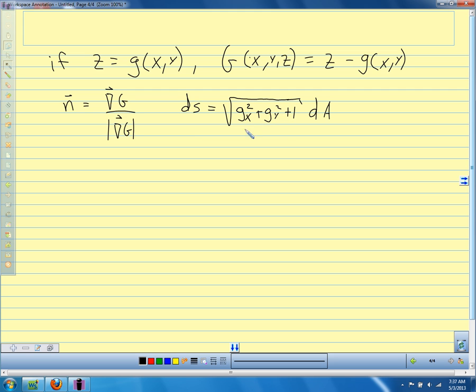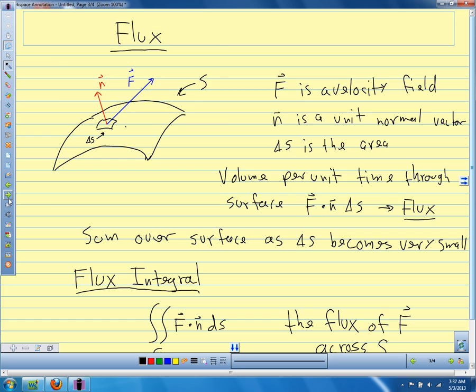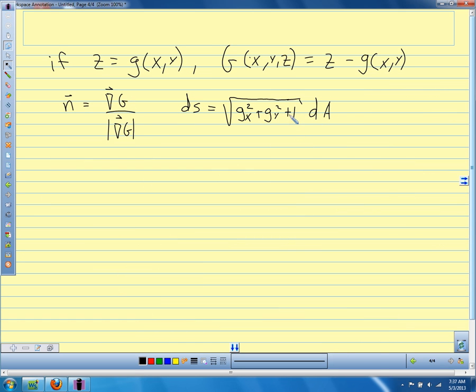Anybody see what this is? Let me go back. This is the square root of the components of del g squared, which is the magnitude of del g dA.